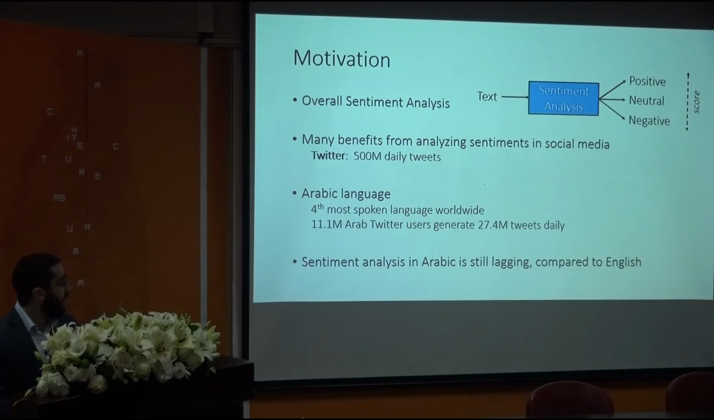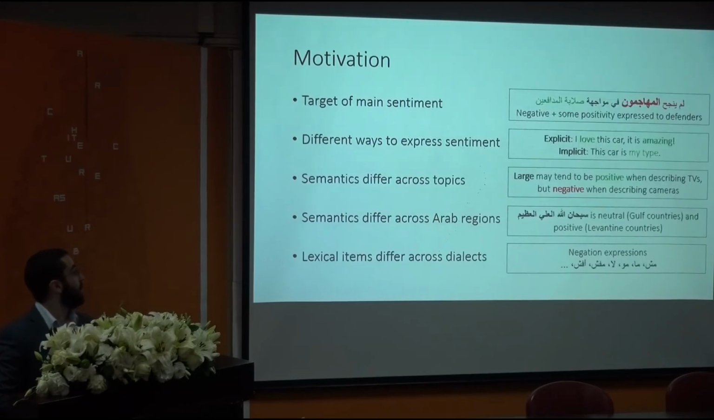When considering sentiment analysis, we first have to consider several points. The first is the target of the main sentiment. For example, لم ينجح المهاجمون في مواجهة أسرار المدافعين. The main sentiment is towards the attackers, while there can be personal hostility towards the defenders. The second point is the different ways to express sentiment. For example, I love this card, it's amazing. This is an explicit way. While if I say this card is my type, I'm implicitly inferring that I like this card.